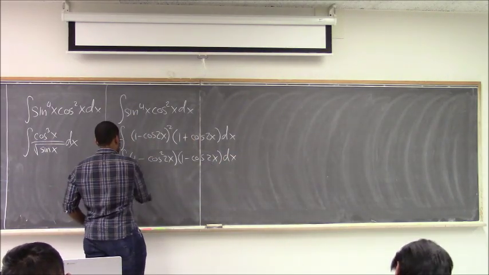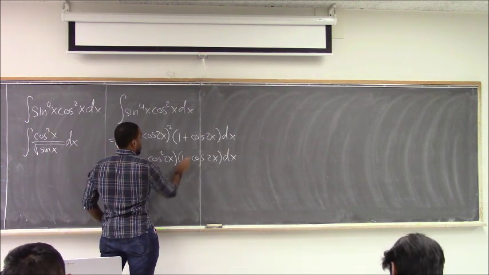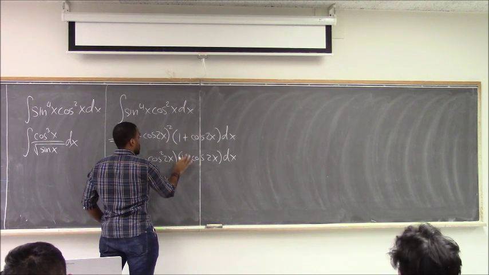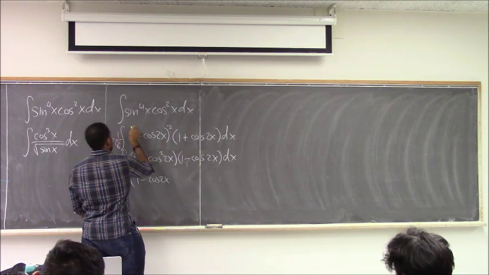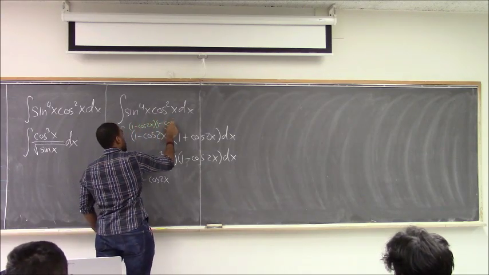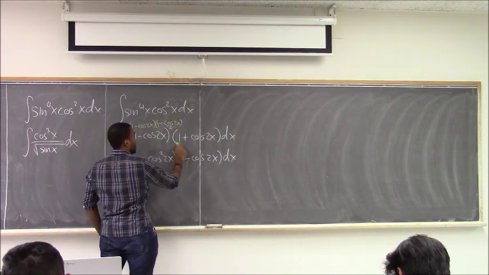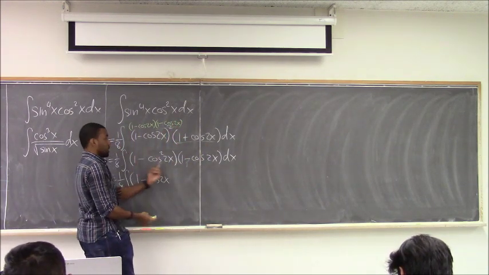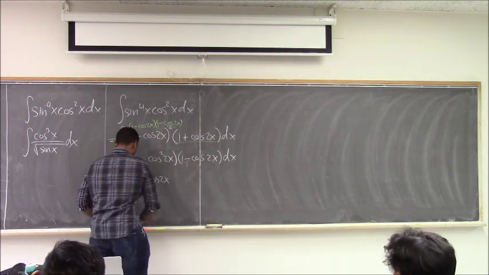And expand these. So 1 minus cosine 2x. No, I already used them. So I thought of this as, of course, 1 minus cosine 2x times 1 minus cosine 2x, right? And this one times that is a difference of squares, so I got this. And then this one is left over.